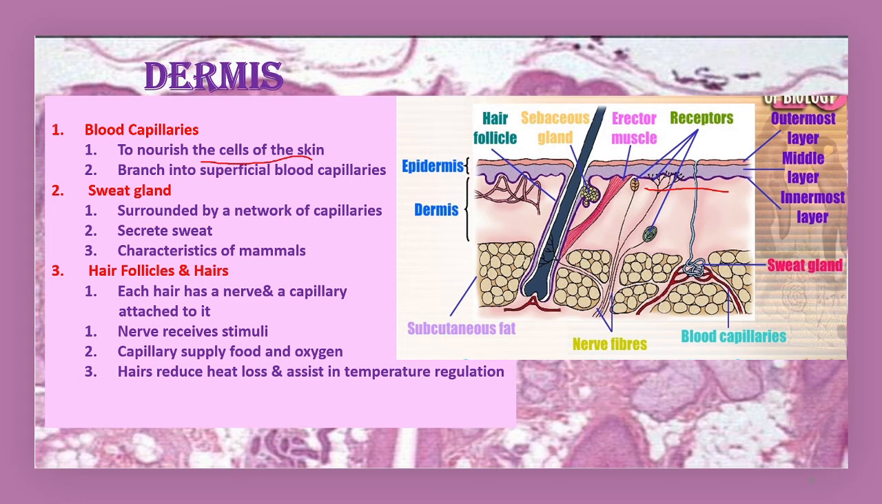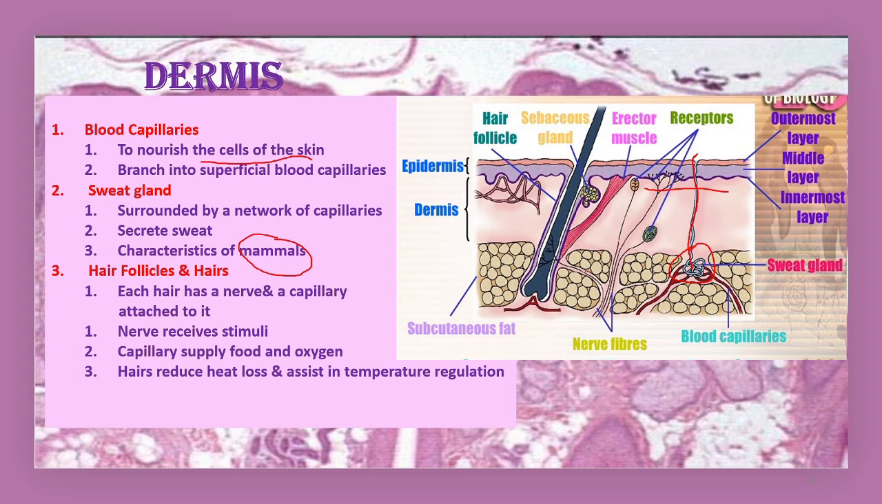Next you can see the sweat gland. The sweat gland is surrounded by a network of capillaries. They secrete sweat, and this is the characteristic of mammals. That is, sweat glands are present only in mammals. Here you can see the coiled sweat gland, and the sweat gland has a duct, and here is the pore. So whatever sweat is produced here is brought to the surface, and this is evaporated here, thus making the surface very cool.